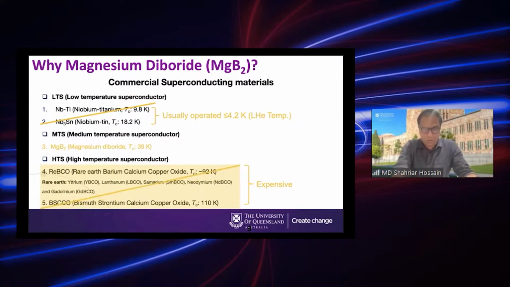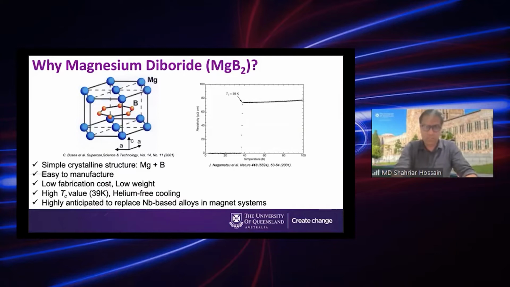So we can cancel those. Let's talk about magnesium diboride, whose Tc is 39K. That 39K gives room of opportunity for liquid helium-free operation. It has a very simple structure, as you already know from the last few talks, and it is easy to manufacture. Fabrication cost is low, and the weight is low. Helium-free cooling is possible, and it is highly anticipated to replace niobium-based alloys in magnet systems.